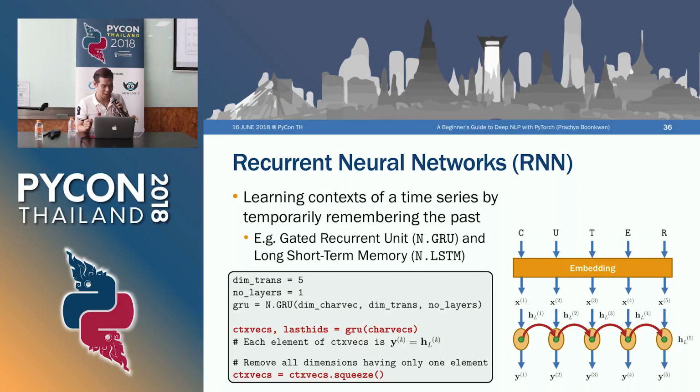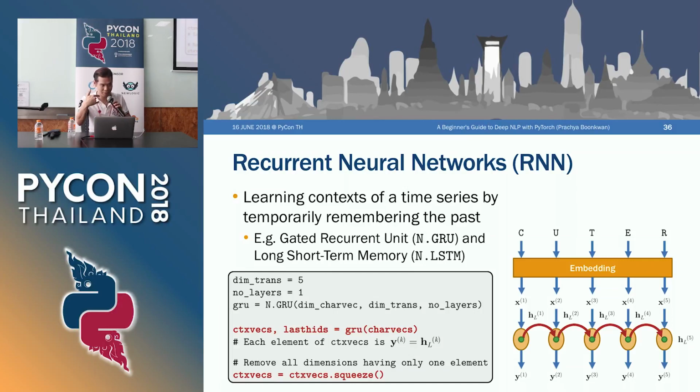For example, if you take a look at the diagram on the right, the hidden vector H is passed to the next input. So as you pass the hidden vector to the next input, from x1 to x2, you're actually remembering the past. You can remember the past temporarily based on the recurrent neural network. There are several variants for RNN, like GRU, gated recurrent unit, or long short-term memory, LSTM. But my favorite is GRU because it has one less gate and faster training time.